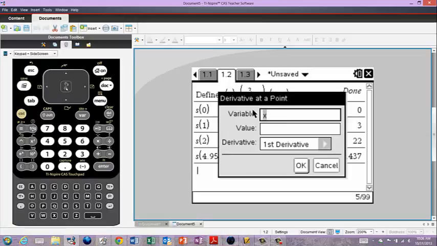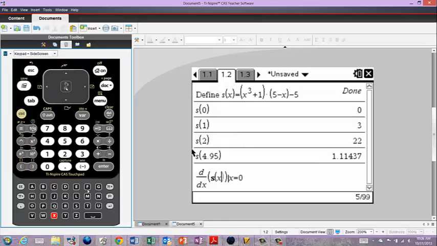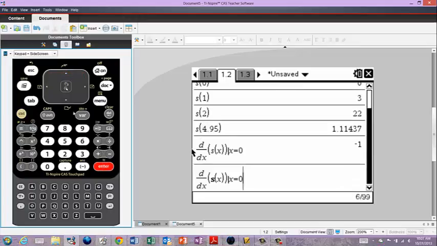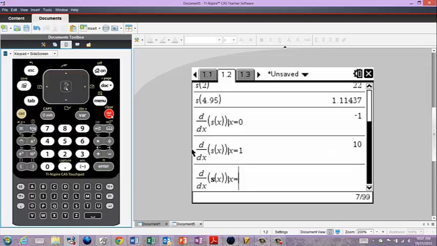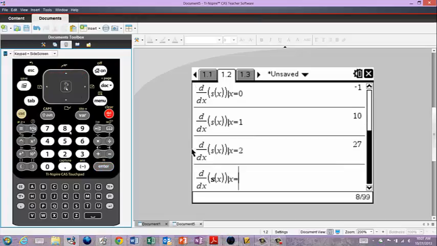Derivative at a point, my variable is x. The first one I want to do is 0. And guess what I want to do it of? S of x. That way I'm not risking any chances that I type it in wrong. And then I change my 0 to a 1. Then I go up, copy it, bring it down, change my 1 to a 2. Go up, copy it, bring it down, change my 2 to a 4.95.